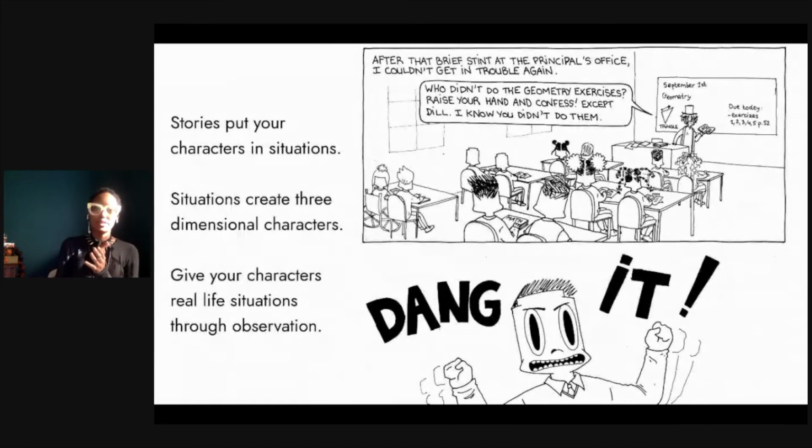Stories put your characters in situations, situations create three-dimensional characters, and then you can give your characters real life situations through observation. The way Dill was created was only through seeing how other people acted. My brother is very close in age. I have two of them, but one of them is very close in age to me, and so we play together all the time. I saw the struggles that he went through in school, and that manifested as Dill, where he is always wanting to do well, but it just doesn't work. And in a way, it's a bit of a tragedy.